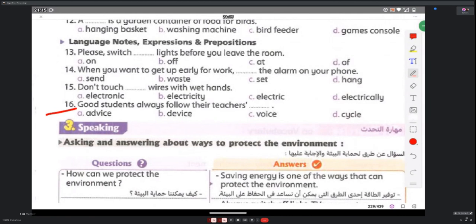Number 16: Good students always follow their teacher's advice. Advice. Okay.